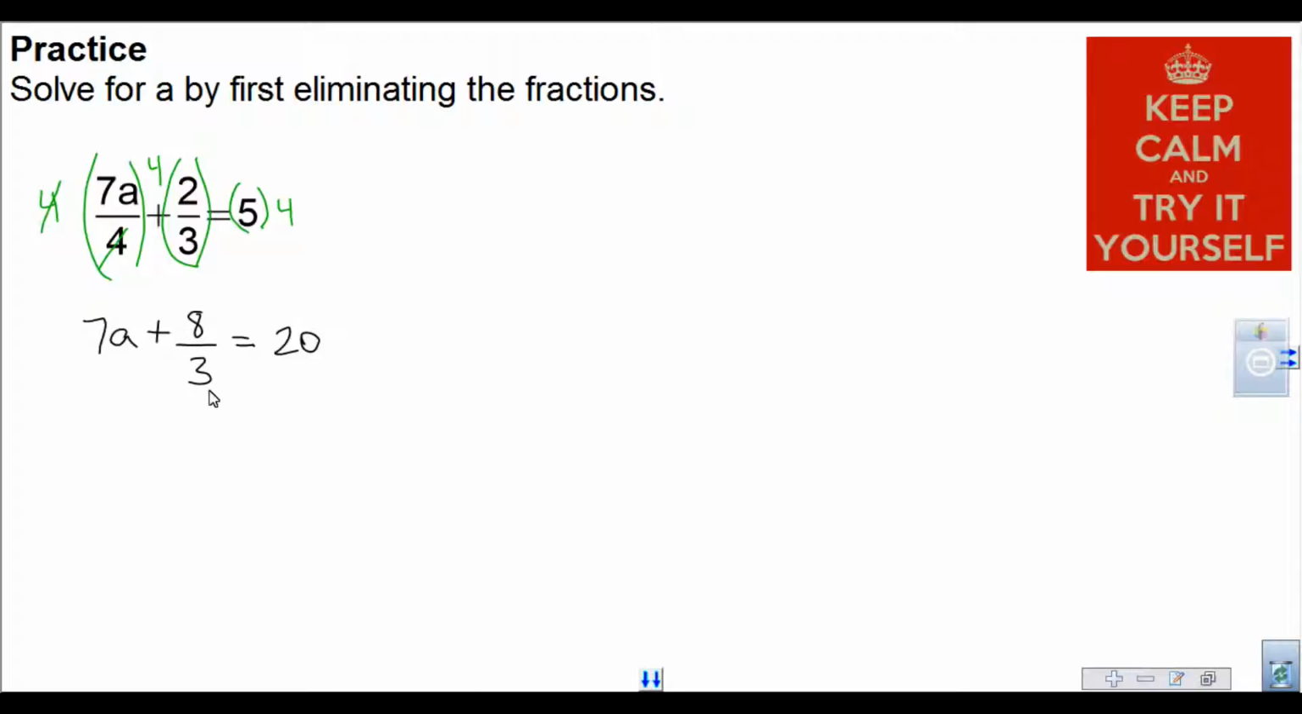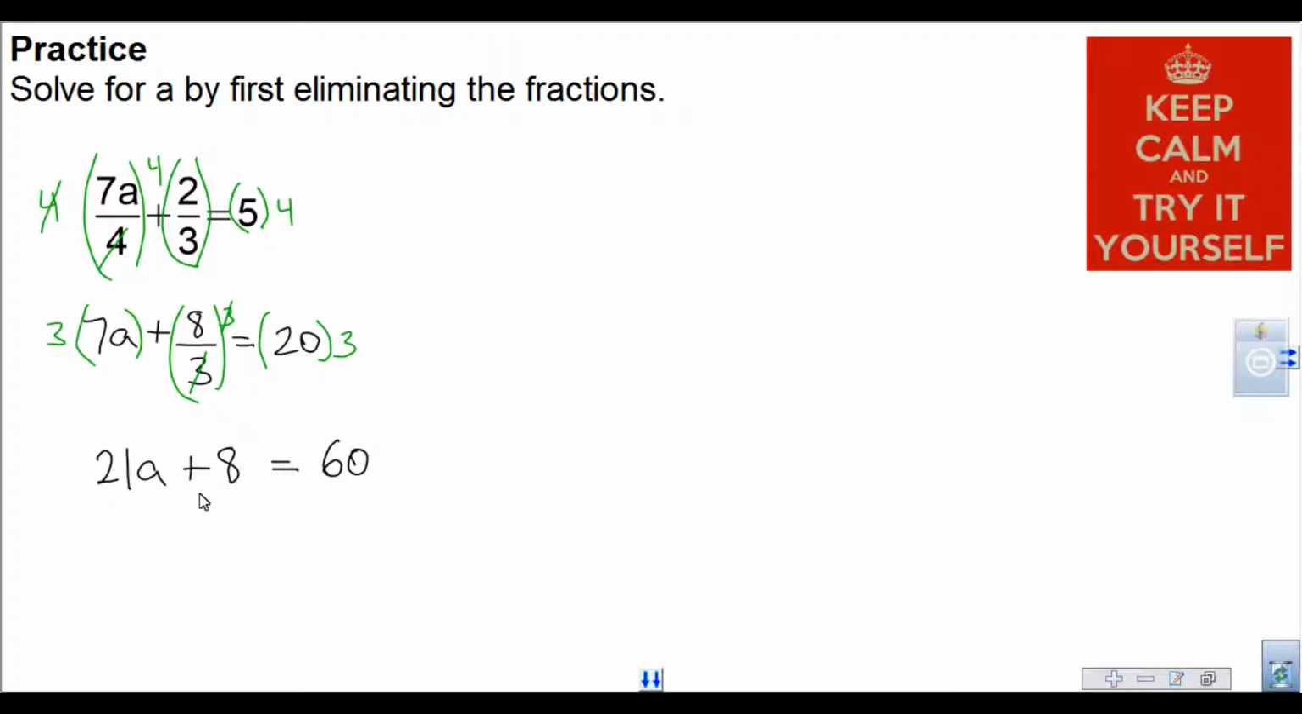So I see a 3 as a denominator, so I'm going to multiply every term now by 3. These 3's will divide out. So this is 3 times 7a, so that's 21a plus 8 is equal to 60. All right, so now we just need to solve this equation.